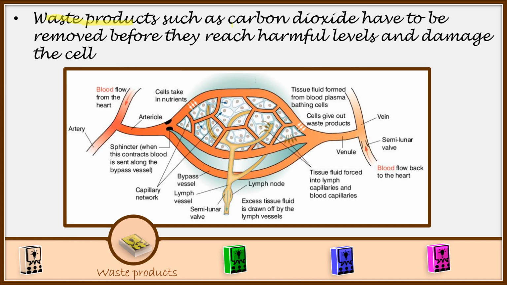Waste products such as carbon dioxide have to be removed before they reach a harmful level and damage the cells. So when the nutrients have been brought and taken up by the cells, and oxygen has also been brought and taken out from the blood, the cells are going to carry out the living processes. During that process, they are going to produce waste products such as carbon dioxide. Now that has to be carried away from the cell environment before it reaches a harmful level and damages the cell. So it will be carried away by the blood vessels, and then it will be moved out of the body.